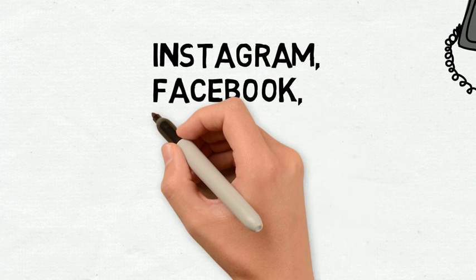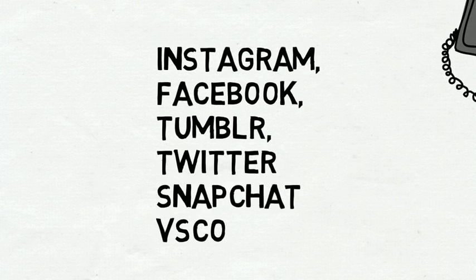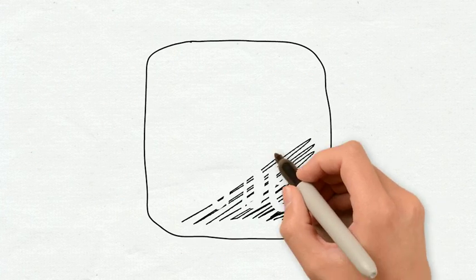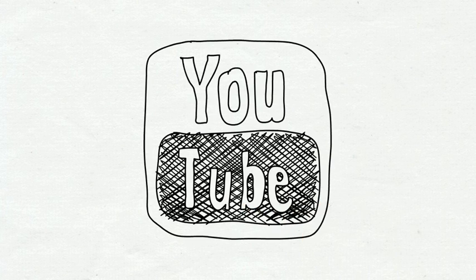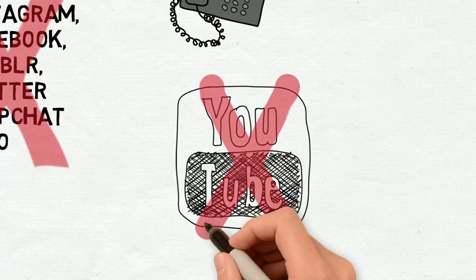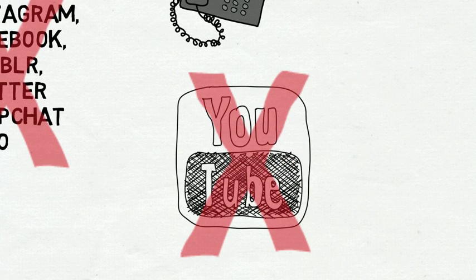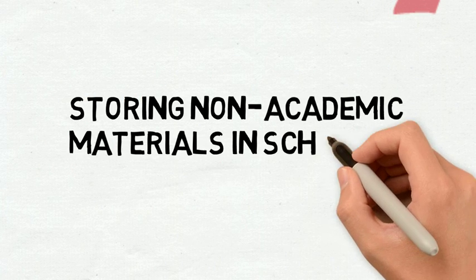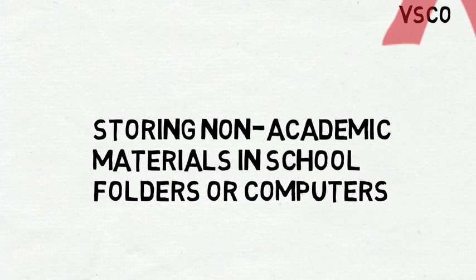You should not use our school's network, computers, or personal devices for any social media, such as Instagram, Facebook, Tumblr, Visco, Snapchat, etc. You also shouldn't be using the school's network for listening to YouTube music or watching videos unless it's for a class or at the request of a teacher. This slows down our network and can be very distracting. You should not be storing non-academic materials in school folders or on a school's computer. This includes your Office 365 OneDrive provided by the school.